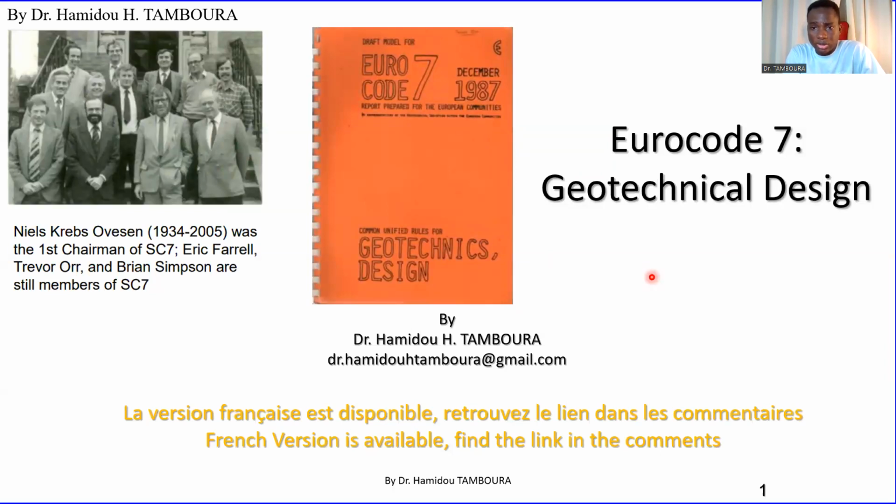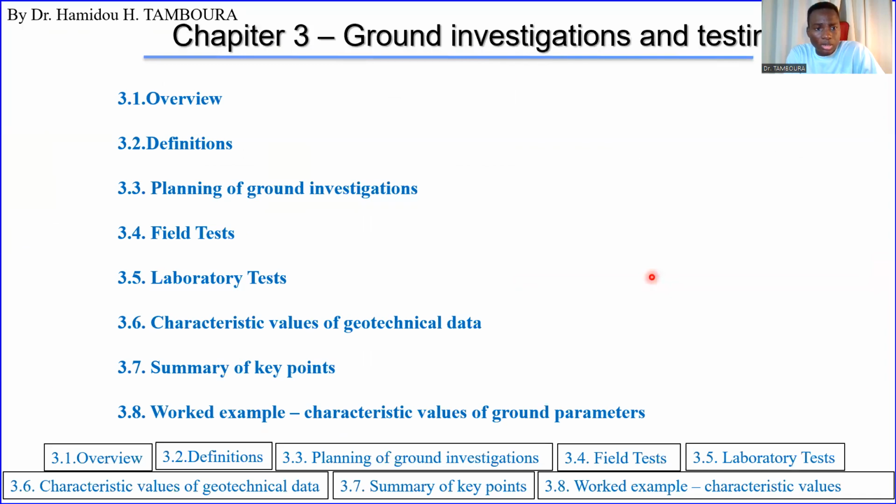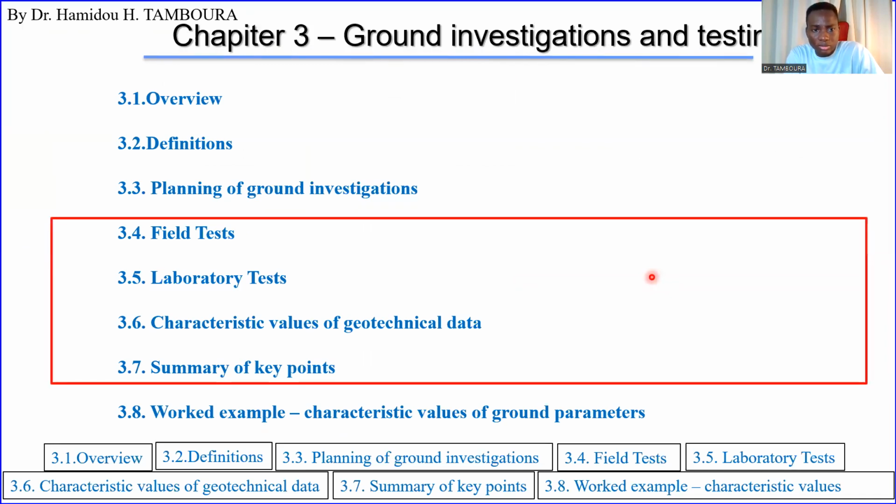Our class of Eurocode 7, Geotechnical Design. So we are still on chapter number 3. I think this is the second video on this chapter. And in this video, we will talk about these 4 points. The video is not really that long. And the next video will be only some examples. We will try to do some examples on characteristic value of some ground parameters.